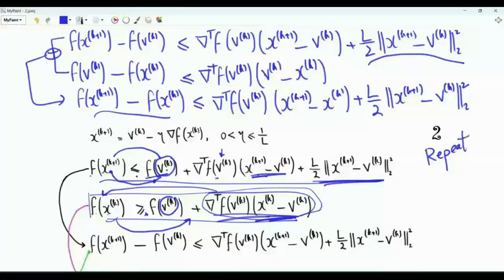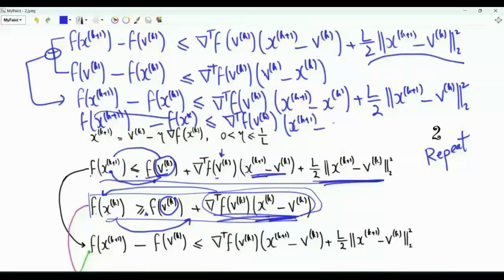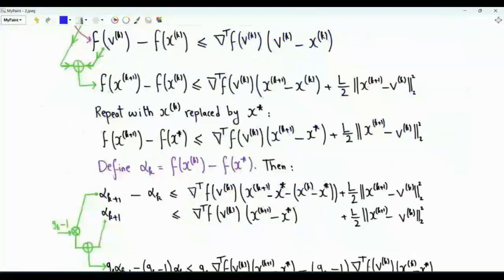Now repeat the same steps. Rather than using the vector x of k, we use x star, a point at which f of x attains its minimum. When we do so, we get another inequality, which is f of x of k plus 1 minus f of x star less than or equal to the inner product of the gradient vector and x of k plus 1 minus x star. This term remains intact because it does not contain x of k.